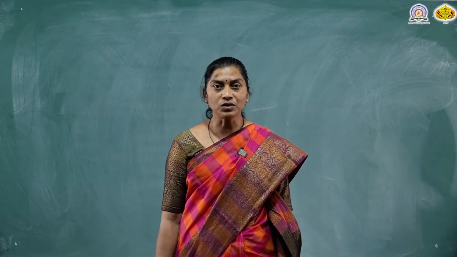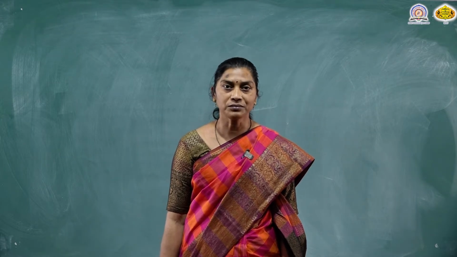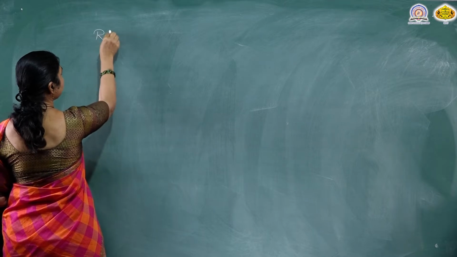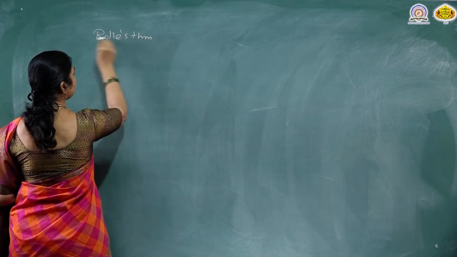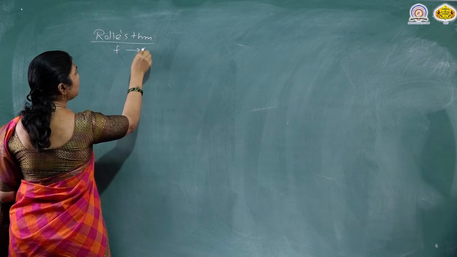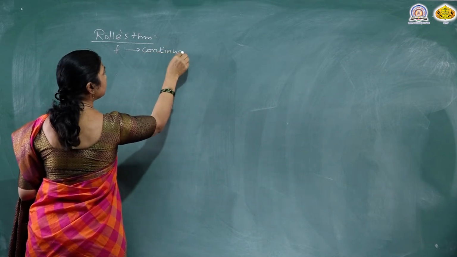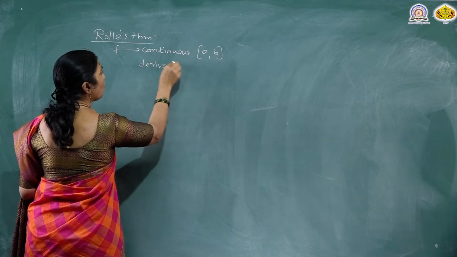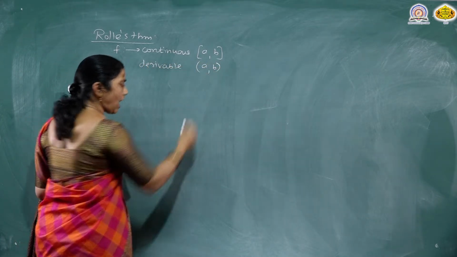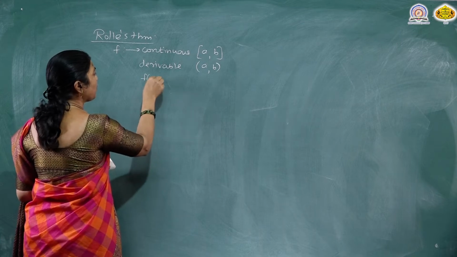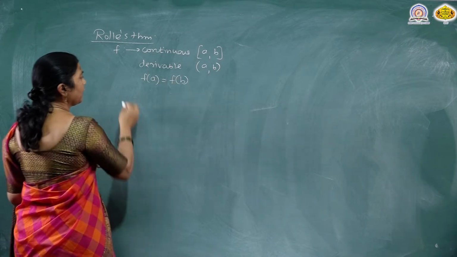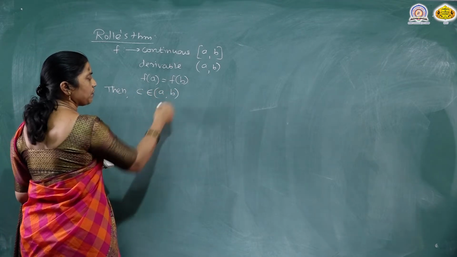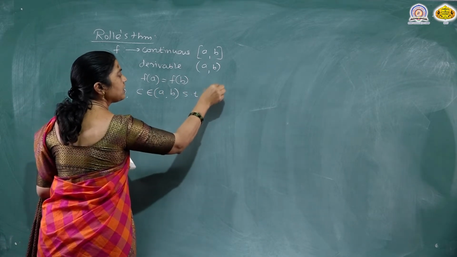In the previous lecture of calculus, we have studied Rolle's theorem. It states that if a function f is continuous on closed interval [a, b], derivable on open interval (a, b), and if f(a) is equal to f(b), then there exists at least one point c belonging to open interval (a, b) such that f'(c) is equal to 0.